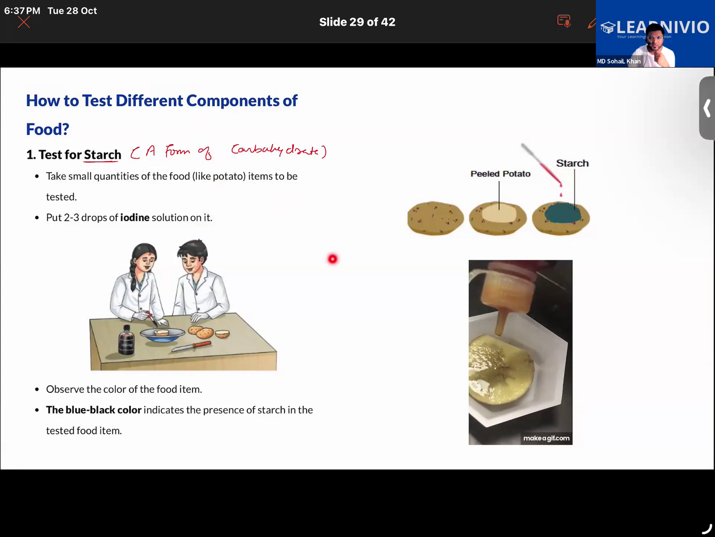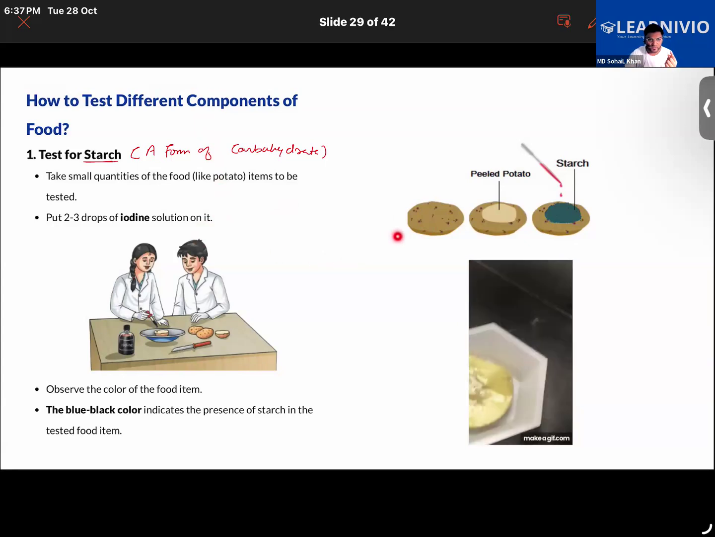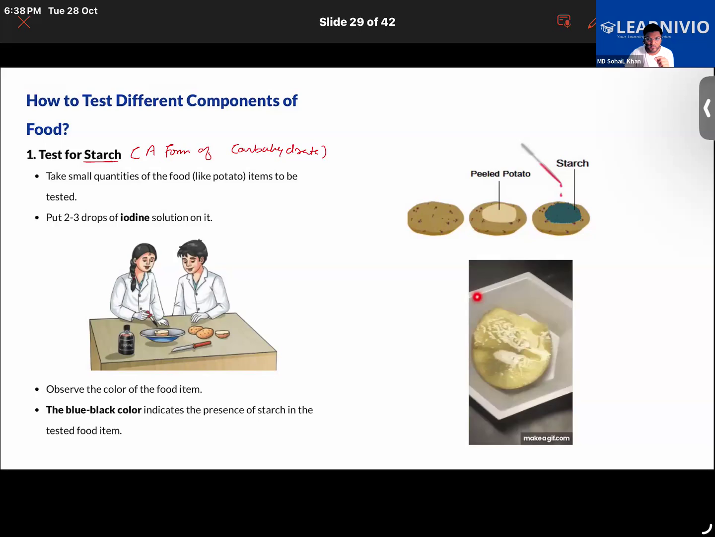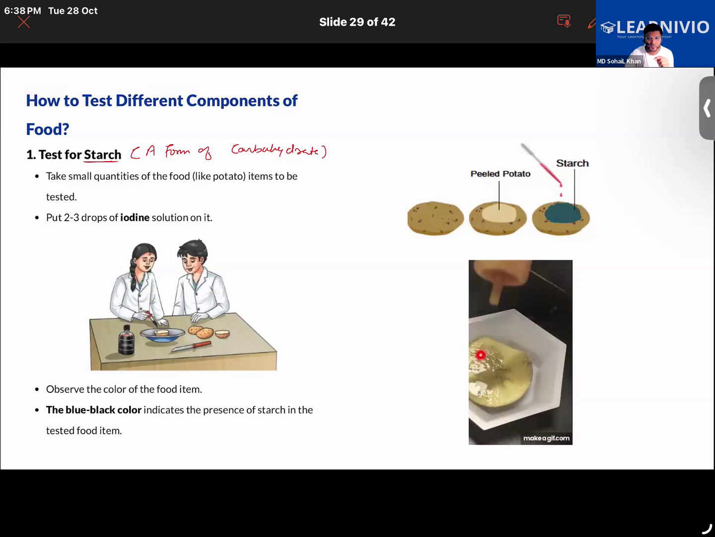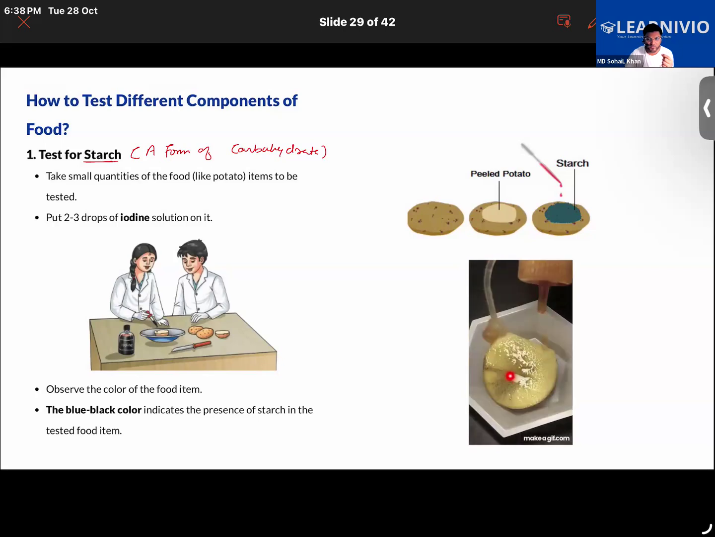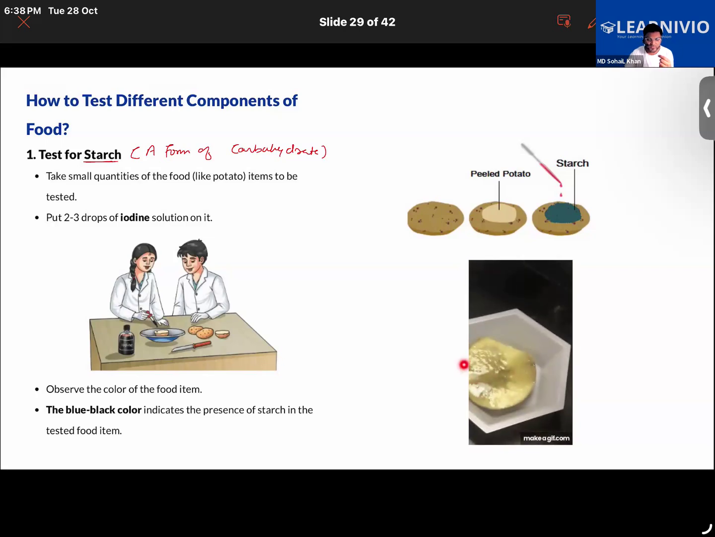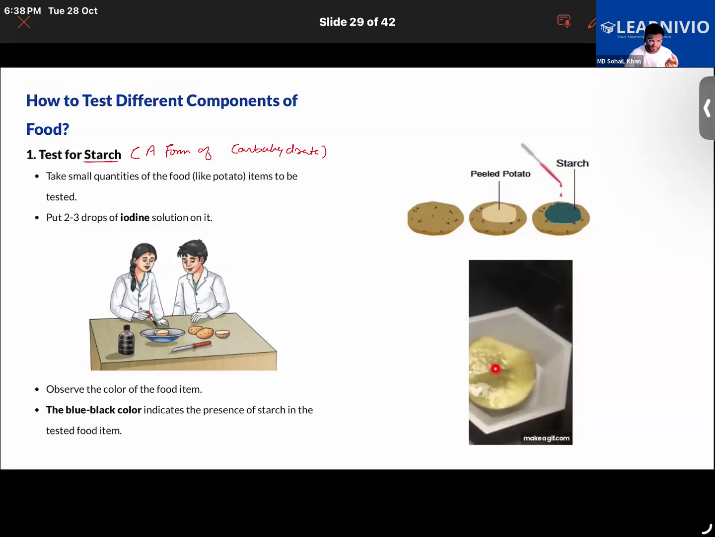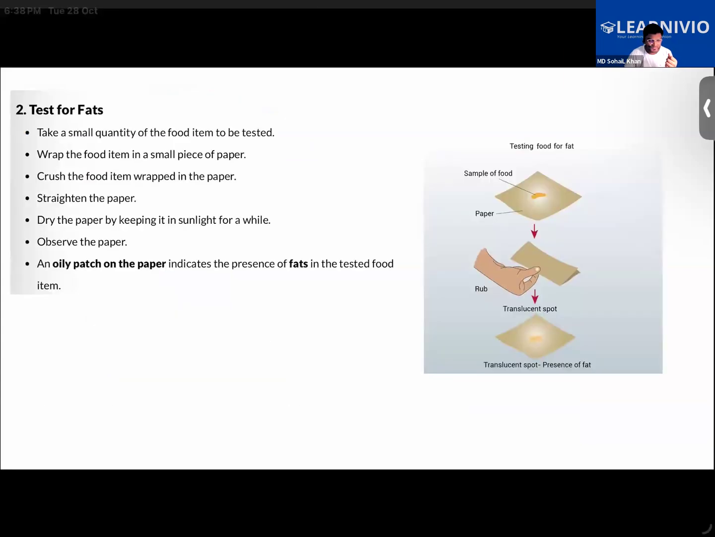So what you have to do, you will simply take a potato, then peel and cut the potato. You will cut it in half, and then you are going to put some iodine solution drops. Now you see the moment it has been dropped, slowly the color is changing to blue black. So when the color changes to blue black, it proves that this potato contains starch in it. So that was quite simple.